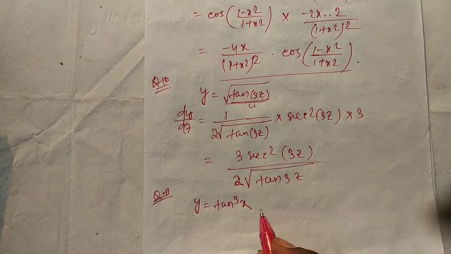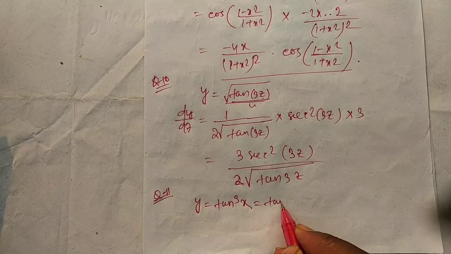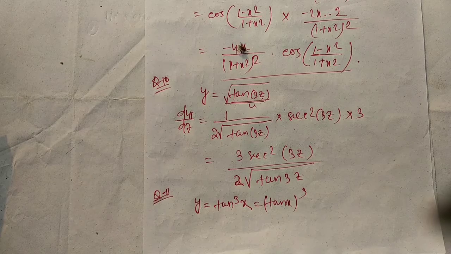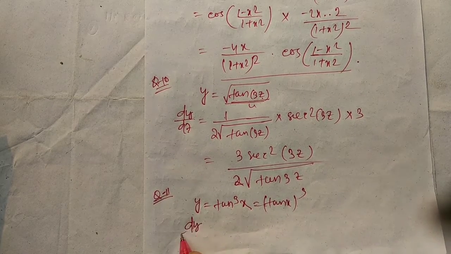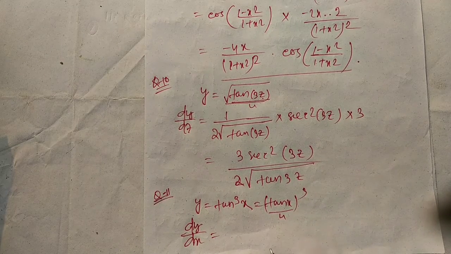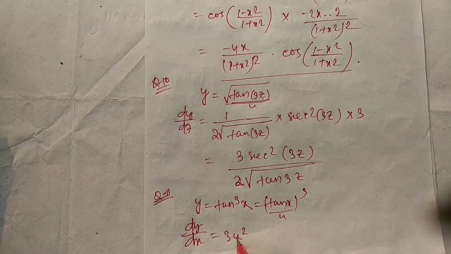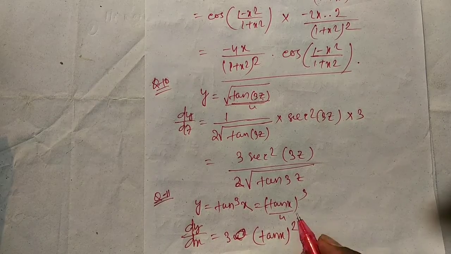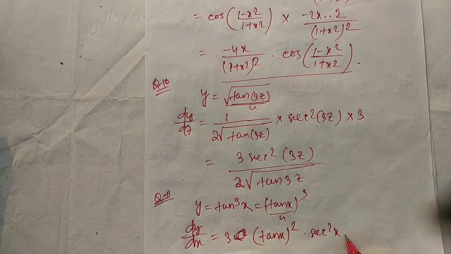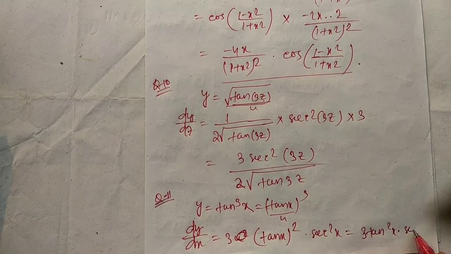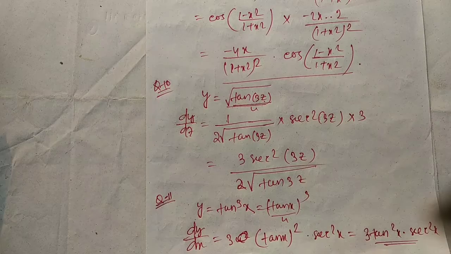Here the function is y is equal to tan cube x. This can be written as tan x to the power 3. Differentiate tan x to the power 3 with respect to tan x, again tan x with respect to x. Directly I am writing dy by dx will be, just take this one u. u to the power 3 means 3u square, here the value of u, into the derivative of tan, that is sec square x. So the answer will be 3 tan square x into sec square x. Okay, this will be our final answer.